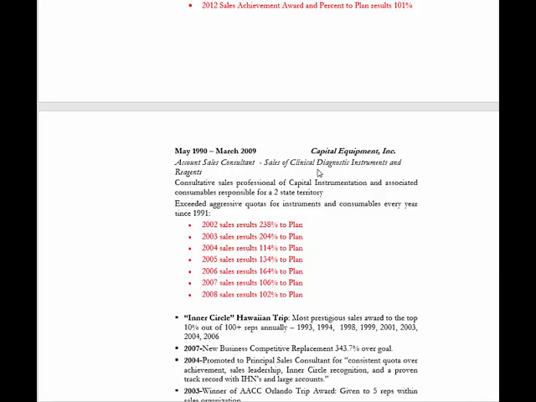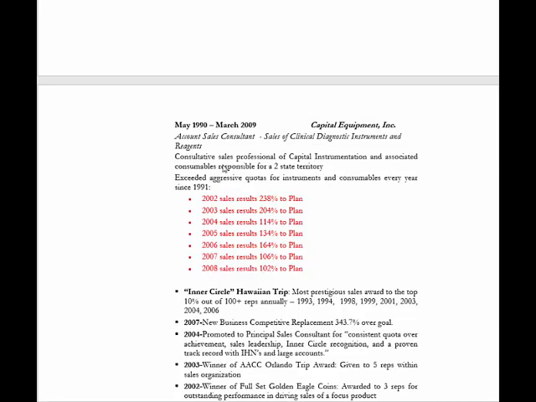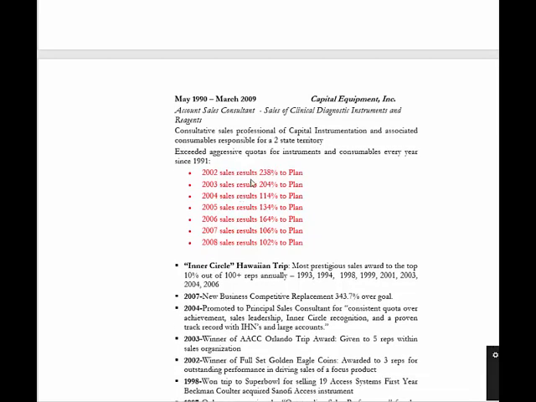So this person sells capital equipment and reagents, and that's typically sold into hospitals and to reference labs. You probably could have stated that here. Sales of clinical diagnostics instruments and reagents to hospitals and reference labs might have been a little bit more effective. So anyway, that's a good summary.